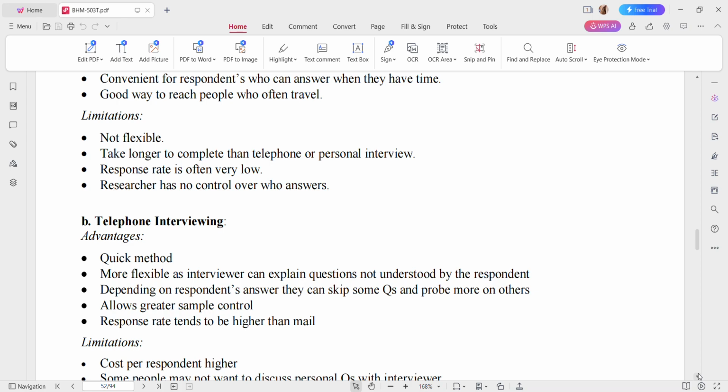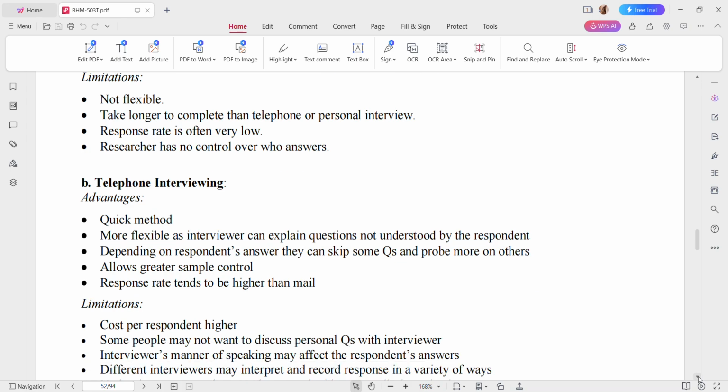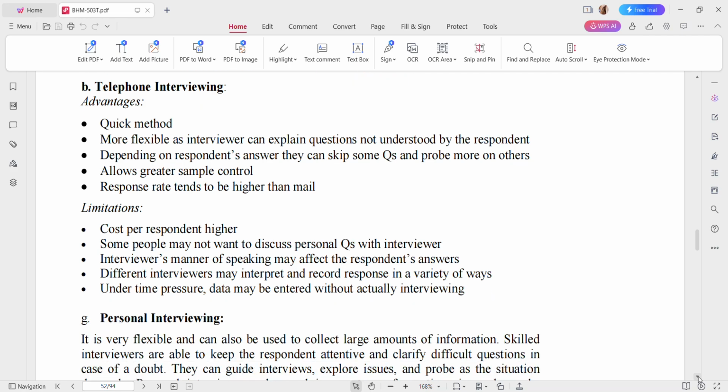Ayan. So depending on the respondents' answer, they can skip some questions and probe more on others, allowing greater sample control, and response rate tends to be higher than mail. Kasi nga, di ba, pag mag-ring, like, hello, is this Miss Jane? Can I have a quick interview with you, ma'am? Blah, blah, blah, so on and so forth. So from that moment, you can easily ask the respondents, no, to answer a specific question. So, mas madali siya. So, the rate is higher. No, kasi alam mo na pag may nagsagot, may tao, may nag-participate. Ayan. And then, alam mo din na siya yun.